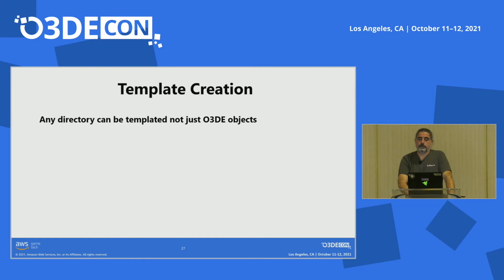Well, as I said, any directory can be templated, not just O3D objects. So in this example, I'll create a template, and I'll say that my source path is C:\MyGame\Characters\Jane. Jane is not an O3D object. She's just a folder of assets and scripts. And I will tell it to place that template in C:\MyGame\Templates\new character. So I use a concrete character, Jane, to create an abstract template called new character.